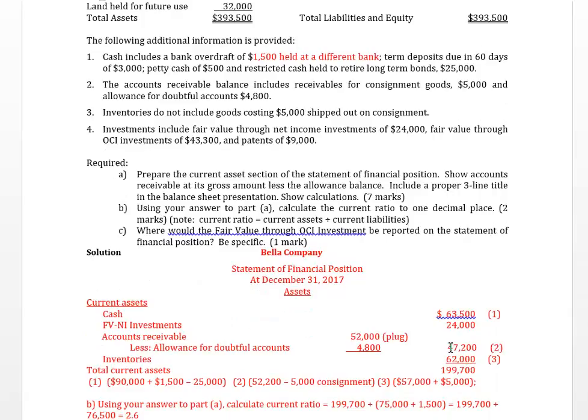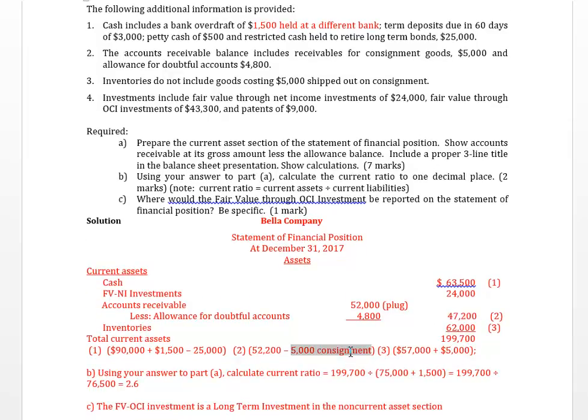So what I would have done here is take that 52.2 at net, because that's my net figure, and deduct 5,000 consignment receivables, because we do not include receivables on consignment goods. So I would be starting with 47,200. So that's my net amount. I know there's nothing wrong with the allowance balance. It's 4,800. So what number at gross, such that when I deduct 4,800, will I get 47,200? Well, I know that amount would be 52,000.